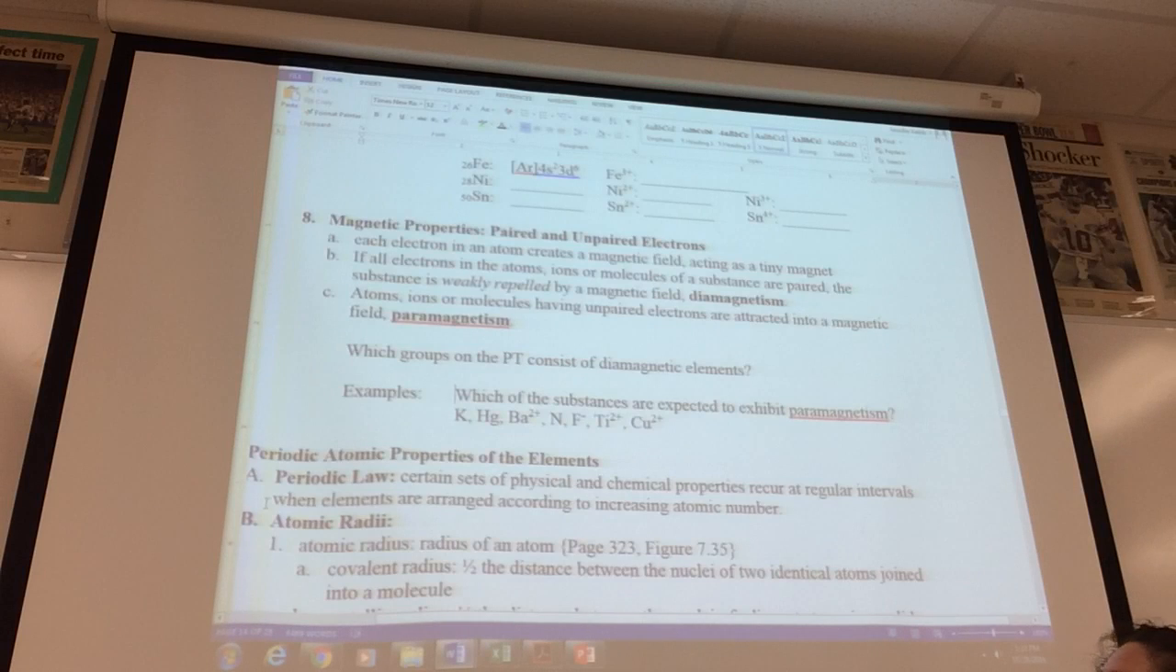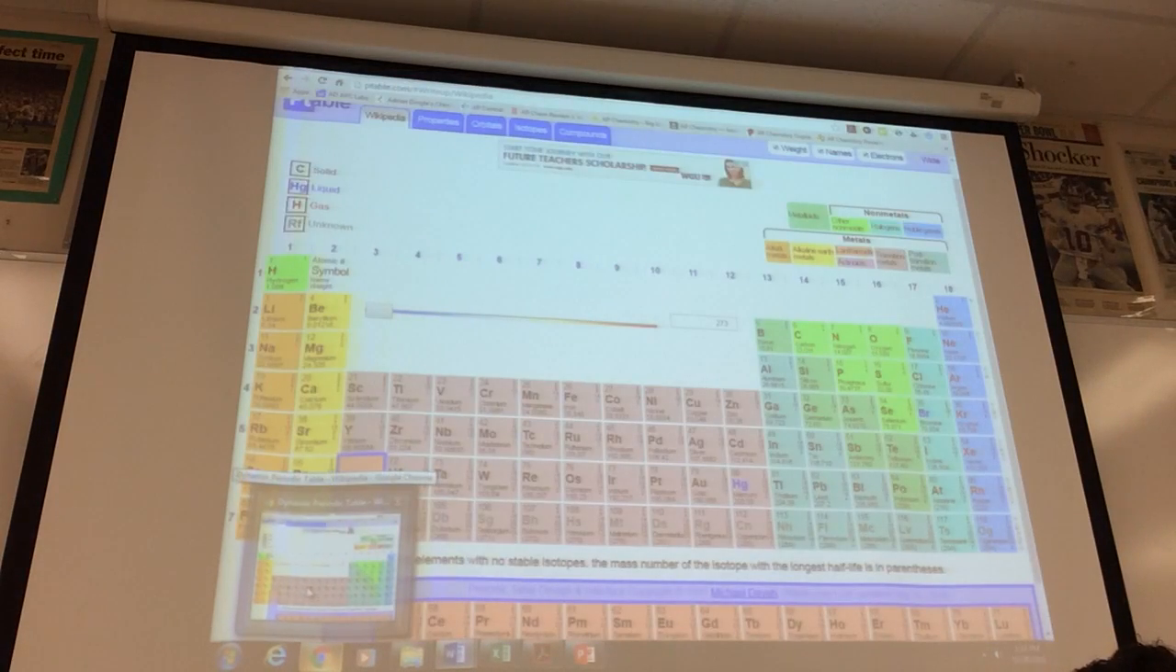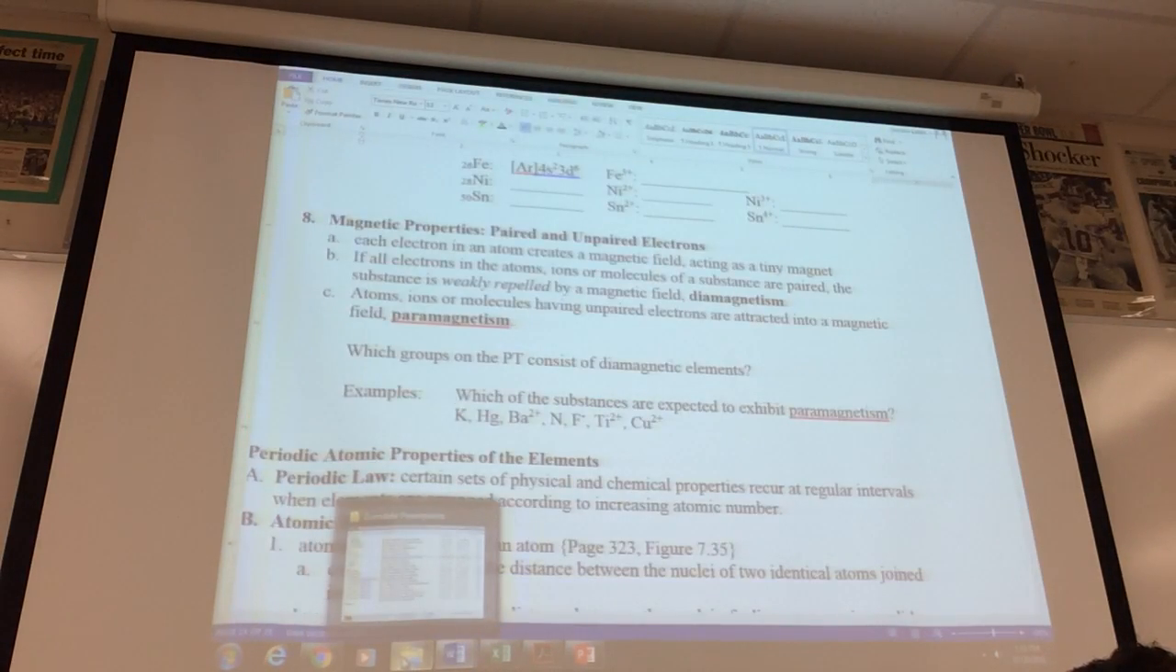All right. Which of the following are expected to exhibit paramagnetism? All right. Potassium, without even looking at the periodic table, you know is in group 1, so that is paramagnetic.